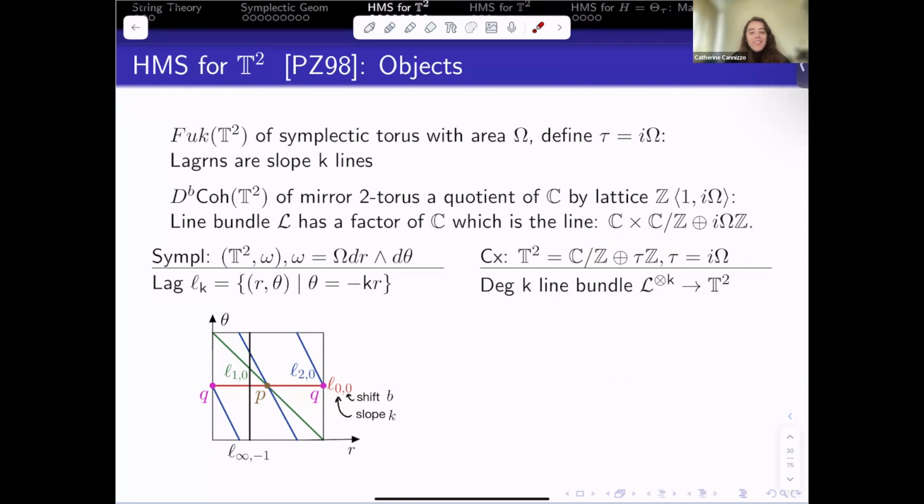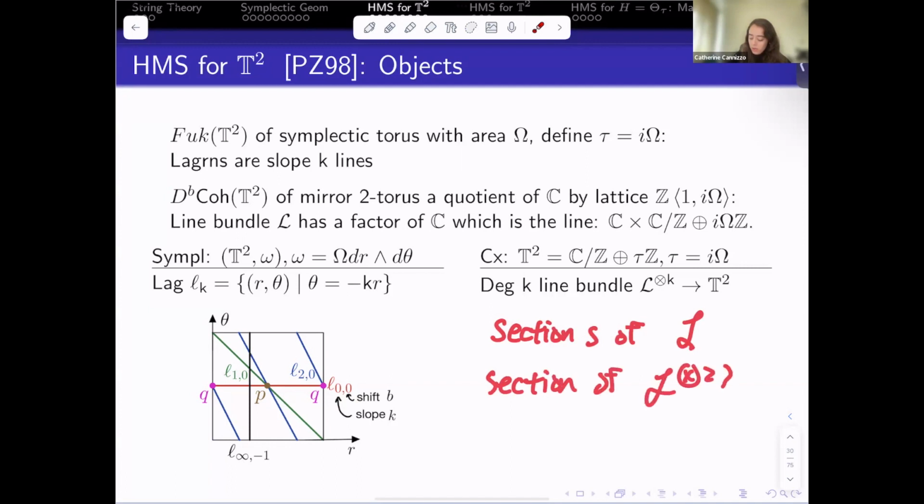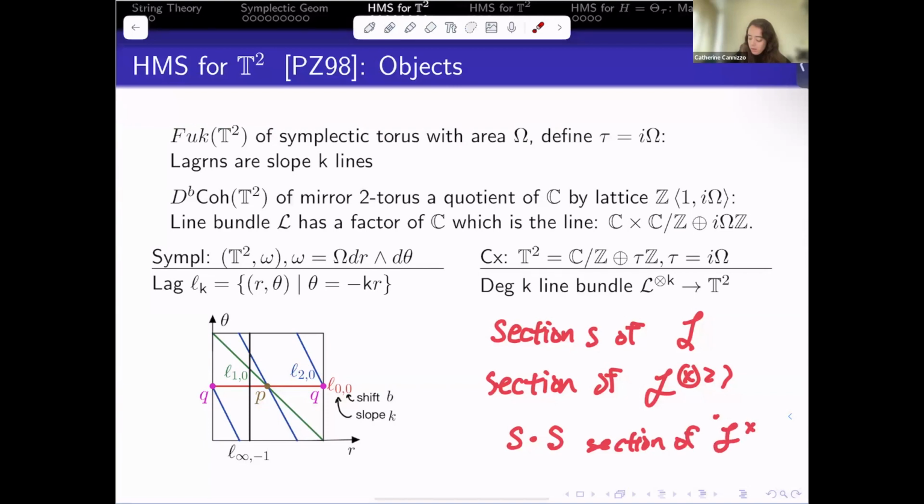I see no thumbs. I see a few thumbs. Okay. The way I think about it is if you have a section of a line bundle and you tensor, let's say you have a section S of L, and you want to know what is a section of L tensor 2, multiply the section. That's a section of L tensor 2. So in some sense, it is a multiplication of two things. You can multiply the sections together.